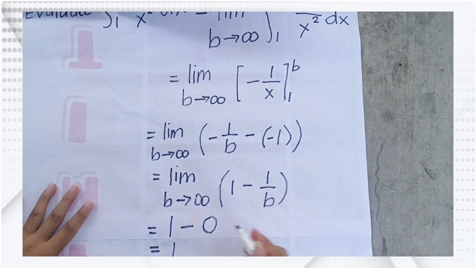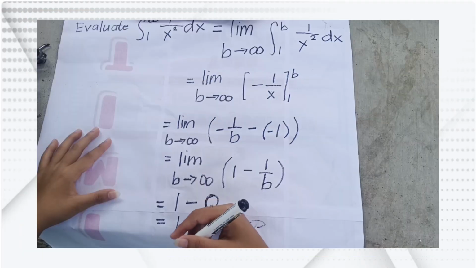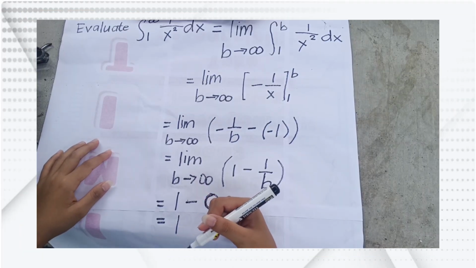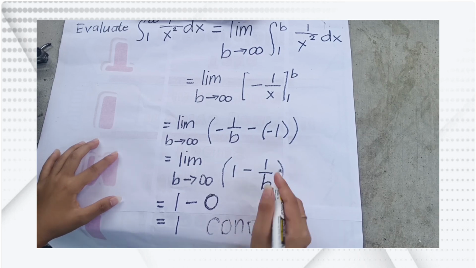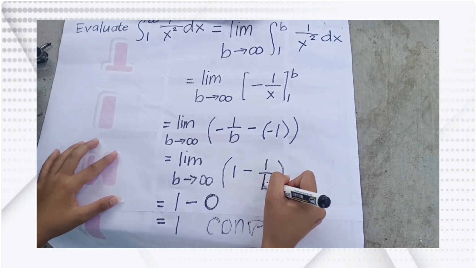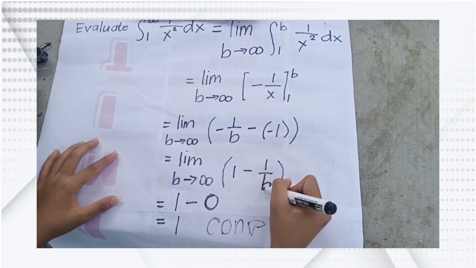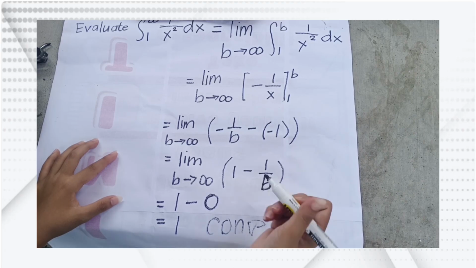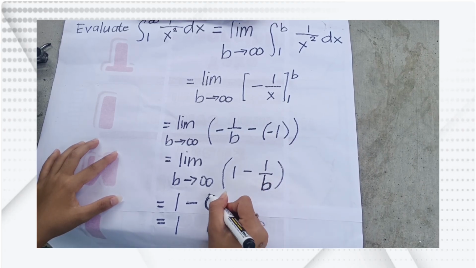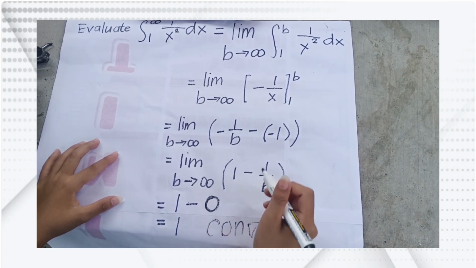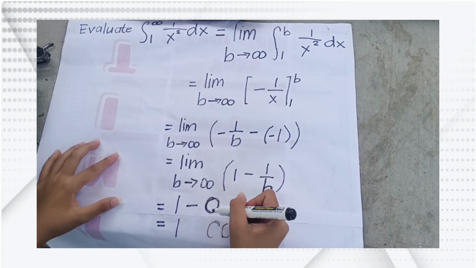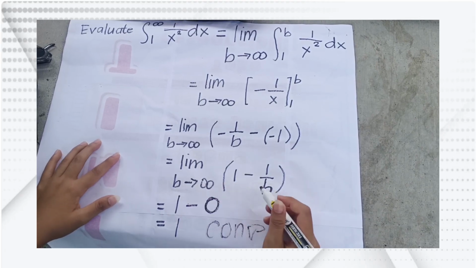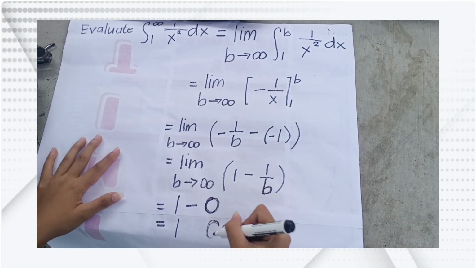So, why did 1 over b become 0? Because when our denominator is b, its value gets larger, but the fraction gets smaller. So that is why our 1 over b became 0. So, 1 minus 0 is equal to 1. It means that the integral is convergent.